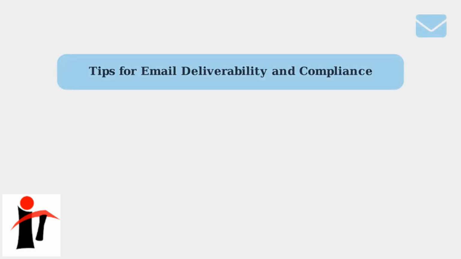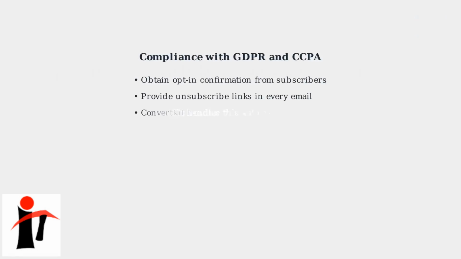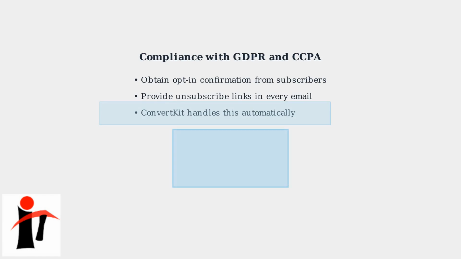Email deliverability and compliance are crucial for successful email marketing. Let's explore key tips to ensure your emails reach inboxes and stay legal. First, ensure compliance with privacy regulations like GDPR and CCPA. This means getting explicit opt-in confirmation from subscribers before sending emails and including unsubscribe links in every message. ConvertKit automatically handles these requirements for you.